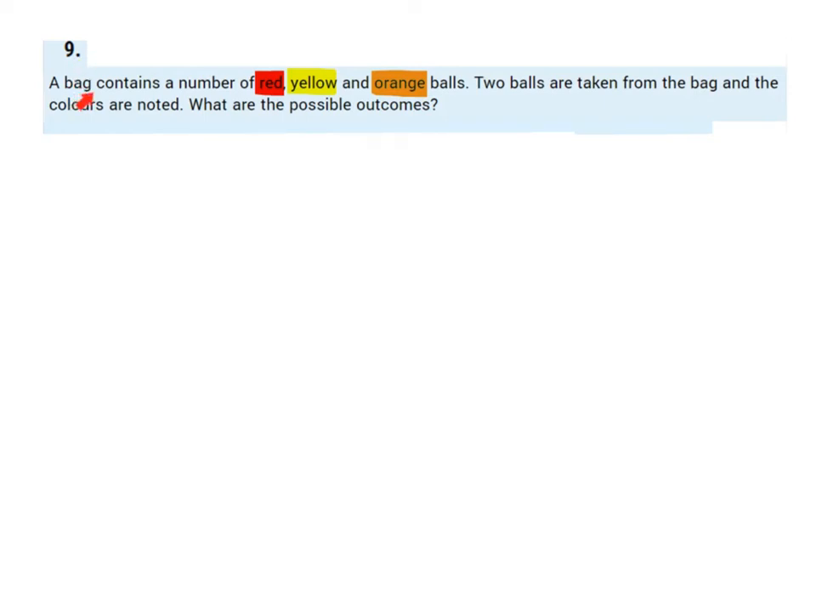Question 9. A bag contains a number of red, yellow and orange balls. 2 balls are taken from the bag and the colours are noted. What are the possible outcomes? So the best way to attempt this question is to draw a tree diagram.